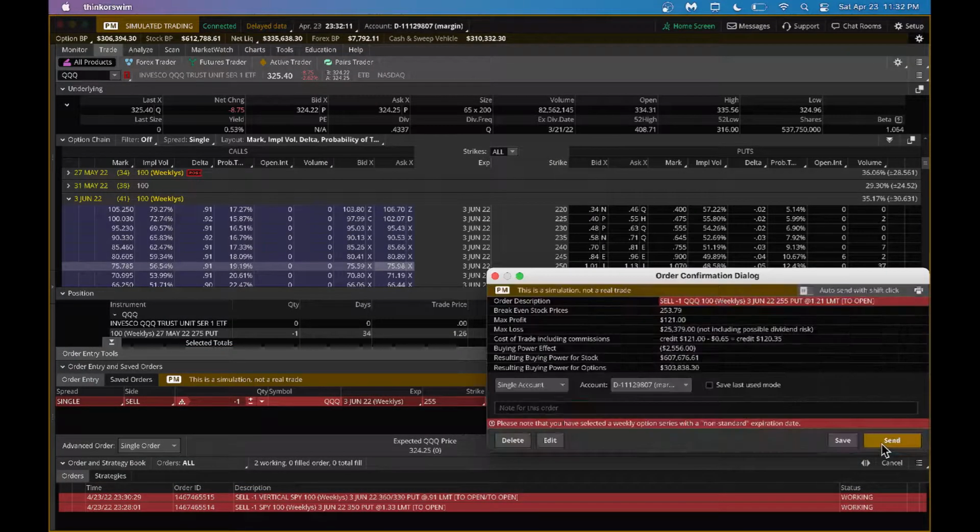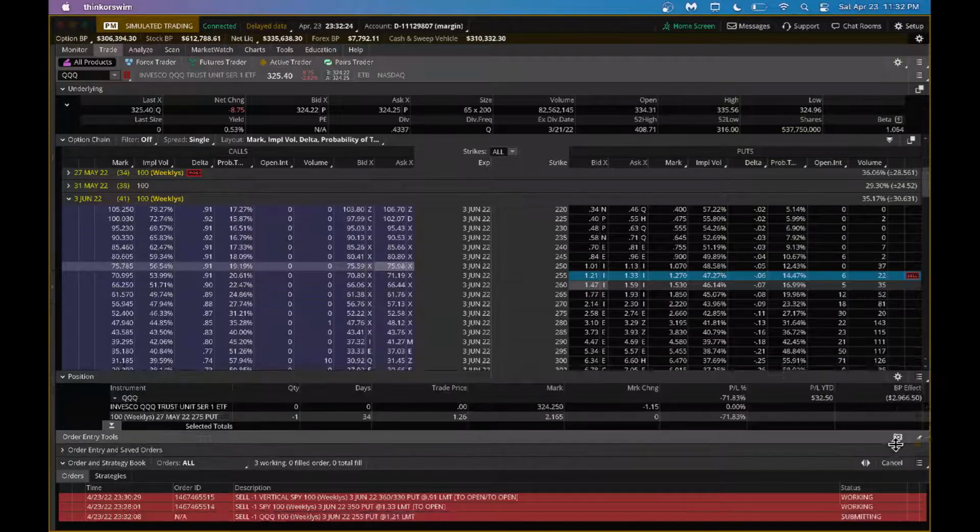There you go. I can confirm and send here. I'll get $121, and my break-even price is 253. I can take the chance. It's about, say, $70-80 below the current price here. I could confirm and send and go from there.